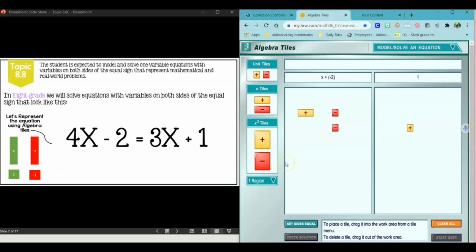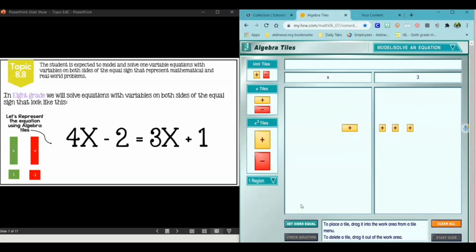All right, now I'm left with x minus 2 on this side and positive 1 on this side. But my goal is still to get this x by itself, so I need to take another step, and I need to get rid of this minus 2. So I'm going to add 2. And if I do it to one side, I must do it to the other, so I'm going to add 2 to this side as well. And then I'm going to create my 0 pairs. So I finally have x by itself, and it equals 3.